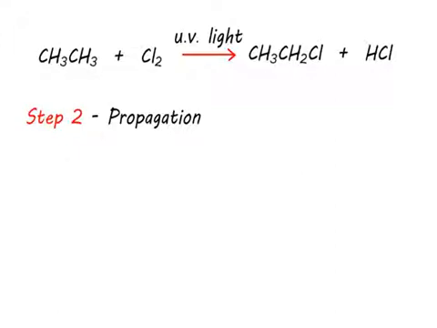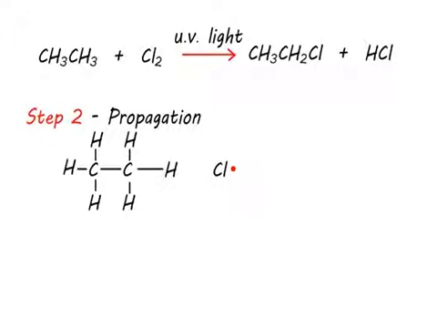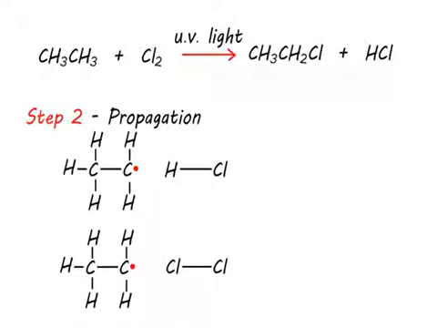The first propagation step involves the reaction of the alkane, in this case ethane, with the chlorine radical. One of the products, hydrogen chloride, is formed along with an alkyl radical. The next step involves the alkyl radical, formed in the previous step, reacting with chlorine to produce the other product, in this case chloroethane, and a further chlorine radical.